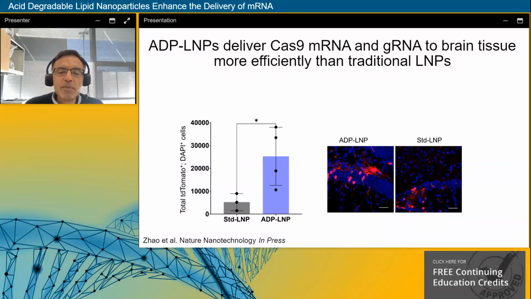And the results are shown here on the left. And so you can see that ADP LNPs transfected a much larger number of cells than standard LNPs in the brain after a direct intracranial injection. In fact, the number is about 5 times higher. And we're now investigating this in various disease models of the brain.